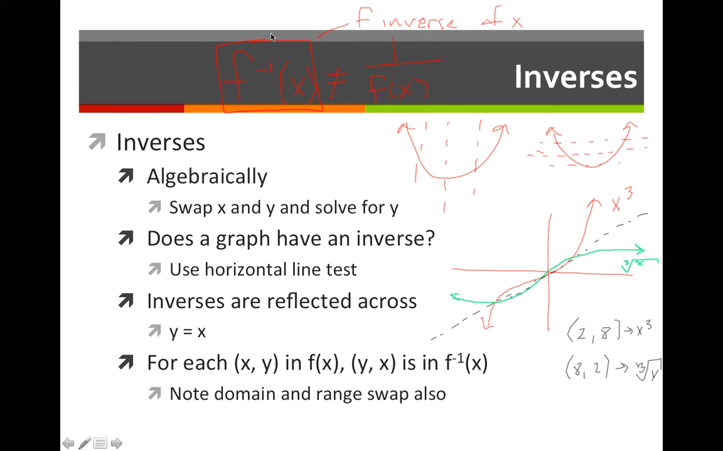All right, last little note there. Make sure you understand that the domain and the range swap, because the x values in the function become the y values in the inverse. And the y values in the function become the x values in the inverse. So the domain and the range swap. So the domain of the function is the range of its inverse.